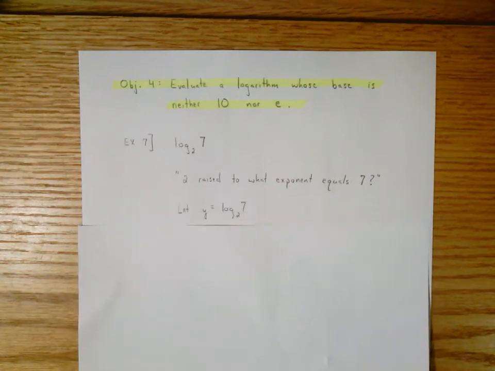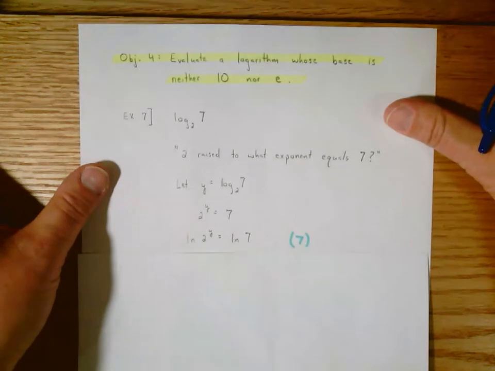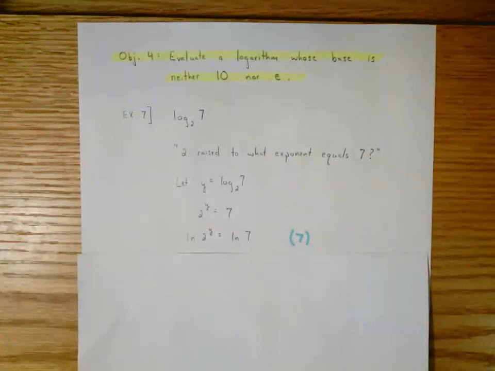The way we can do that is we can define a variable to be equal to our unknown amount. So we're going to say y is equal to log base 2 of 7. Using the definition of a logarithm, I can rewrite that as 2 to the y power equals 7. Now I'm going to use one of those one-to-one properties we just discussed a second ago, and I'm going to take a natural logarithm of both sides. Now I've arbitrarily chosen the natural logarithm. I could have chosen any base, but I like using base e because it's on my calculator.